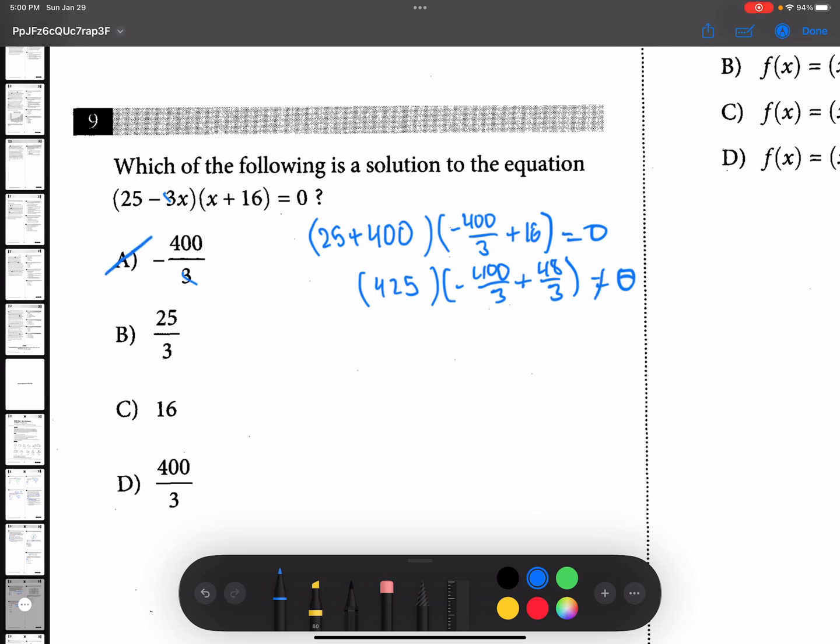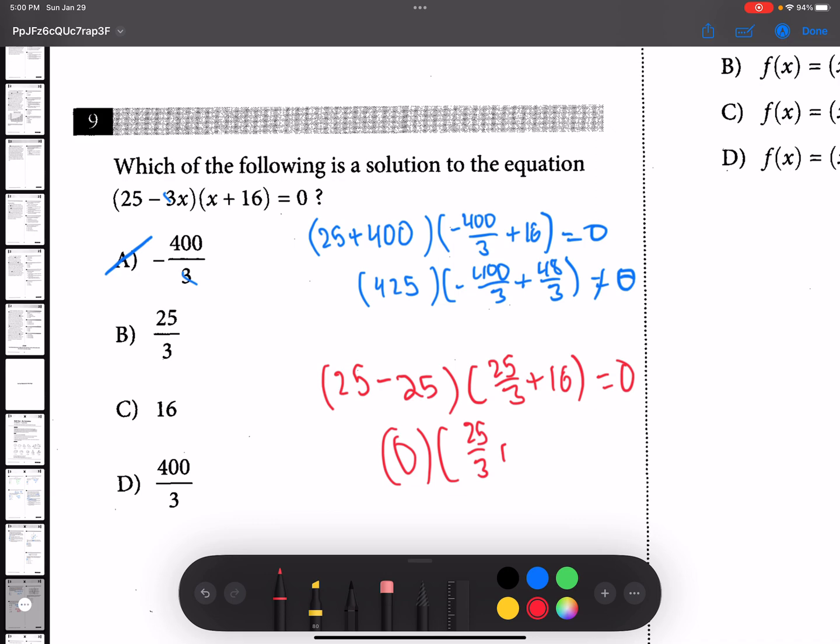We can take B, so 25 minus 25, because the 3 gets canceled out, and we have 25 over 3 plus 16 is equal to 0. So that means 0 times whatever this is, 25 over 3, I'm not going to add that, because I know that if we multiply 0 with this, we're going to get 0. So that means B is our answer.